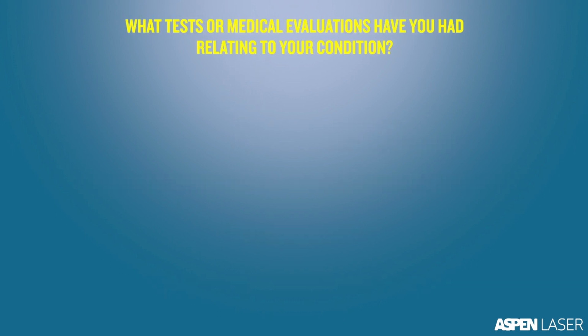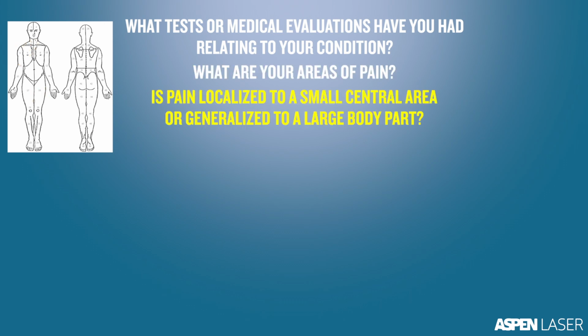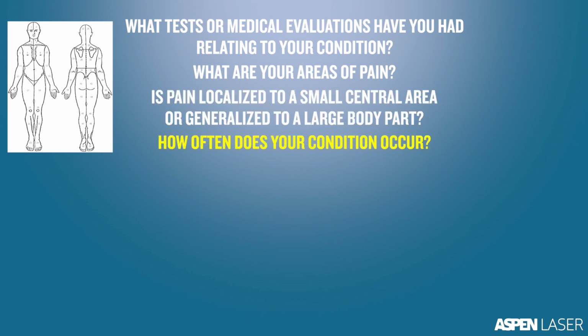The next section asks them any tests they've already had relating to their condition, such as x-rays, MRIs, or medical evaluations. Next, they would be asked to circle locations of pain on physical diagrams. We also want to find out if their condition is localized to a small central area or generalized throughout the whole body or a large body part. We want to know how often their condition occurs. Is it present always or intermittent?